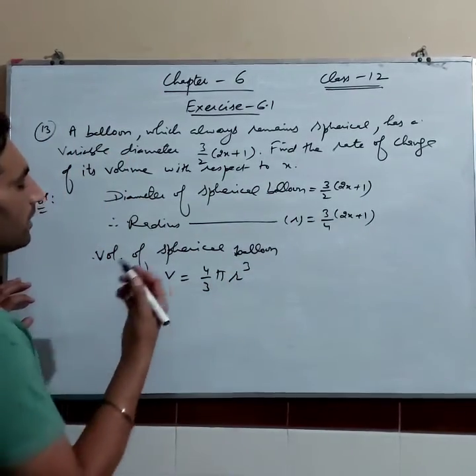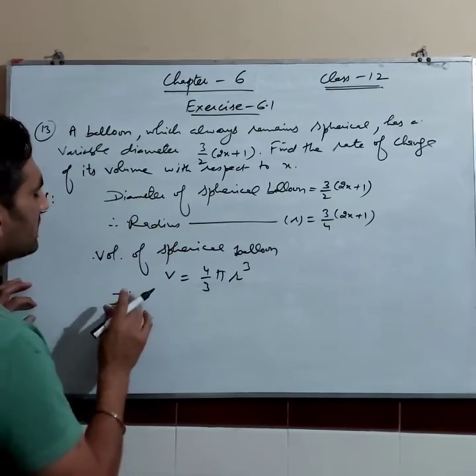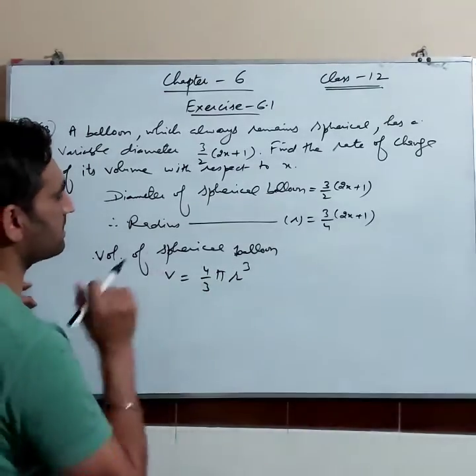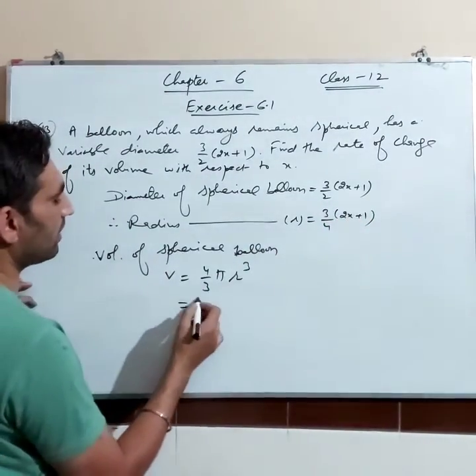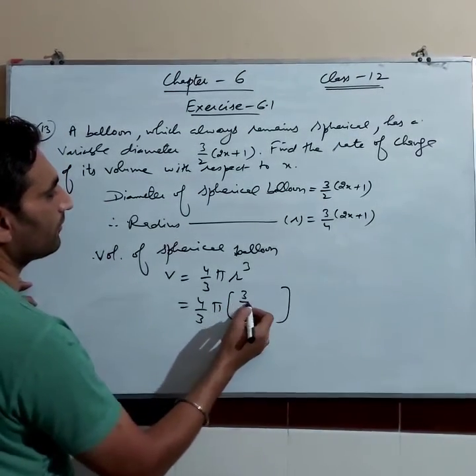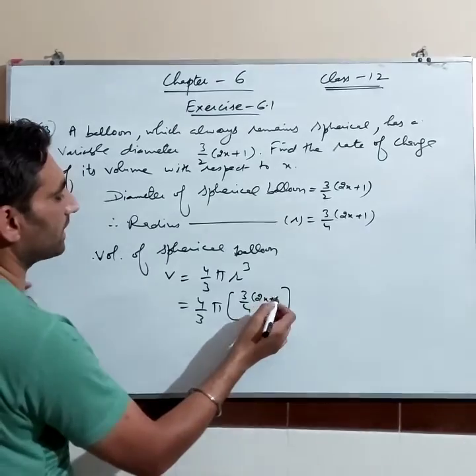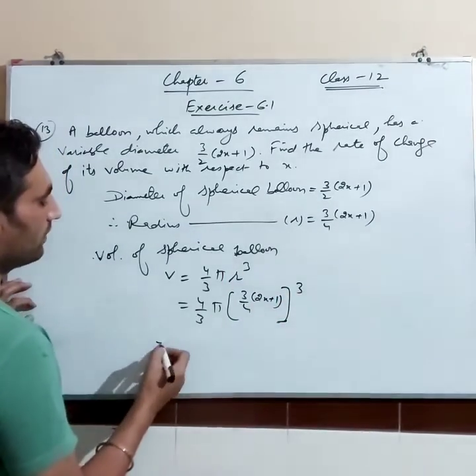And what about rate of change of volume with respect to x? Very first thing you have to do is write the value of r in this. What is r? r is given to you in terms of x. So firstly solve it. 4 over 3 pi, r is 3 over 4 (2x plus 1) raised to power 3. So we will solve it.